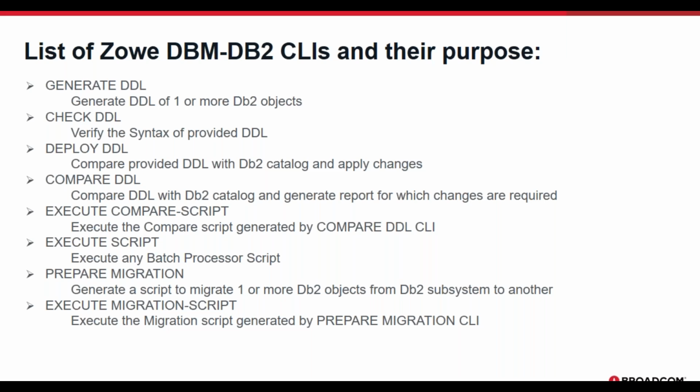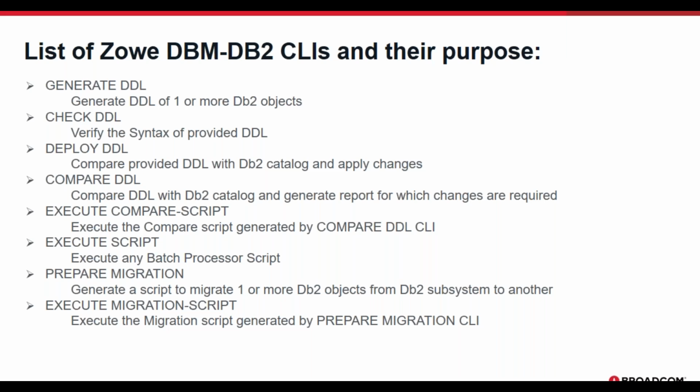And the final list of enhancements is that the prepare migration and execute migration script, both of them are primarily targeted for generating the script for migrating one or more DB2 objects from one DB2 subsystem to another DB2 subsystem, which is currently being done by the prepare migration CLI. And that CLI is going to give you the output script to be executed with the execute migration script, which is the final one, right?